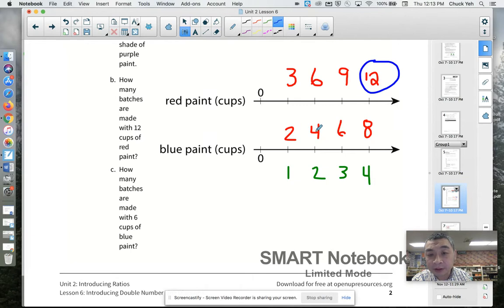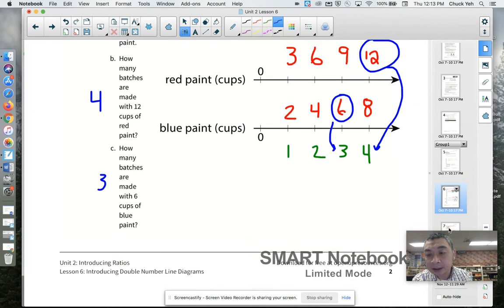2 plus 2 is 4. 4 plus 2 is 6. 6 plus 2 is 8. That's all you're doing. So here's 12 cups of red paint. How many batches then? The answer is 4. On this one, how many batches are made with 6 cups of blue paint, sorry? So 6 blue right here. And then take a look. How many batches? 3.